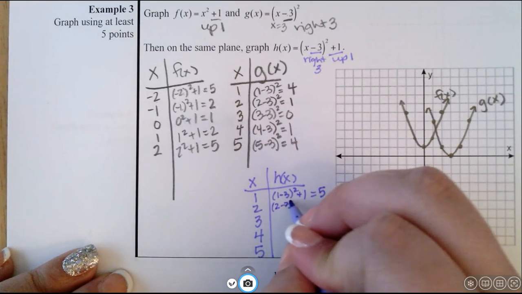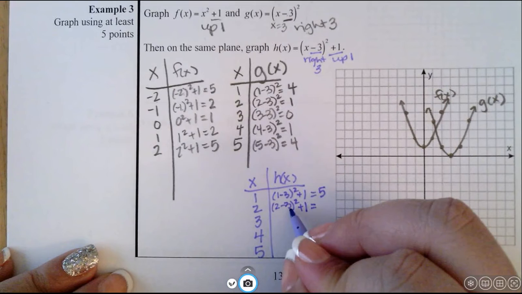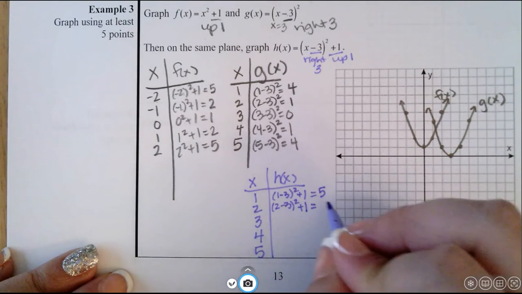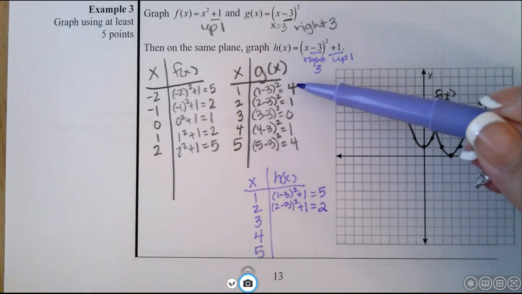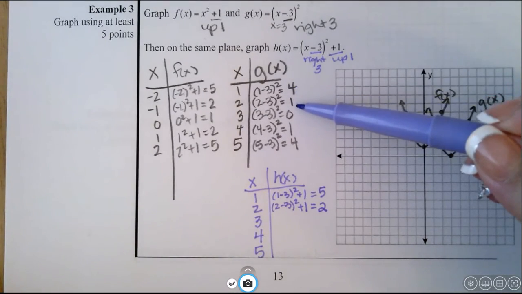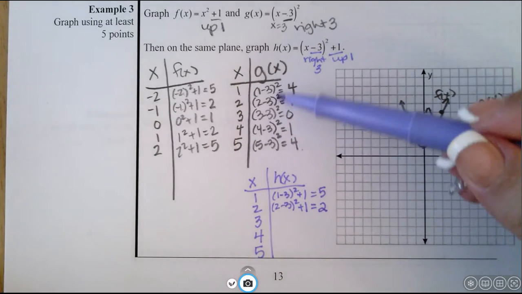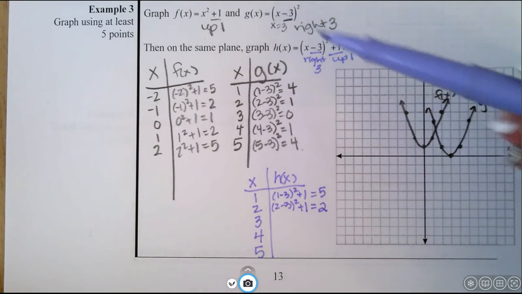2 minus 3 squared plus 1 equals 2 minus 3 is negative 1. Squared is a positive 1. Plus 1 is 2. Now, if you're following along on your table from g of x, notice we're taking these values and we're just adding 1 to them. This is the same calculation, and then we have to add 1. So we're finding g of x plus 1, really.